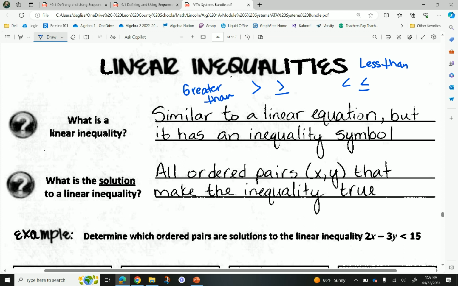A solution to a linear inequality is all ordered pairs, so remember the x, y's, that make the inequality true. This time, it's not just 1 point. It's going to be a whole range of things, okay? There's going to be an infinite amount of x, y points that are less than a certain number or greater than a certain number.